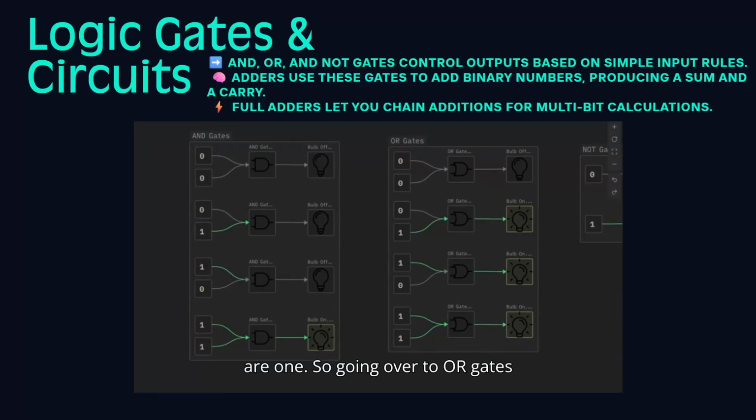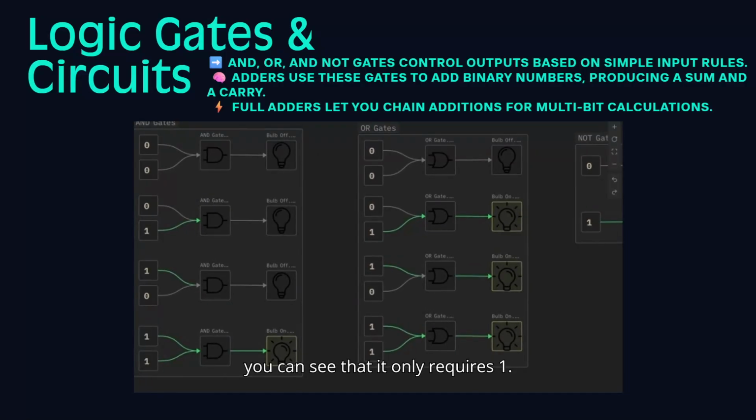So going over to OR gates, you can see that it only requires one input to be 1 in order to get an output of 1. So looking at these examples, 0 and 0 still gives us an output of 0, but everything else, as long as there's an input of 1, you'll get an output of 1.